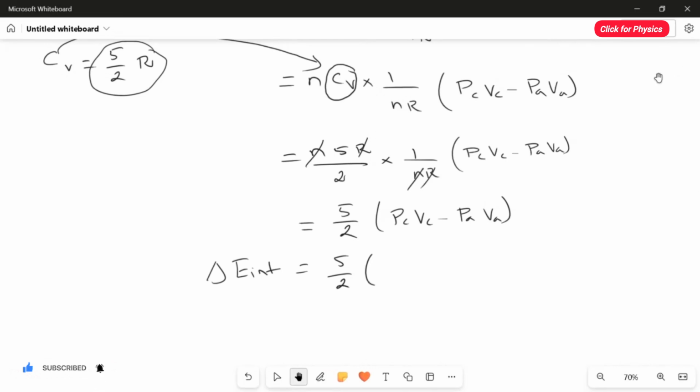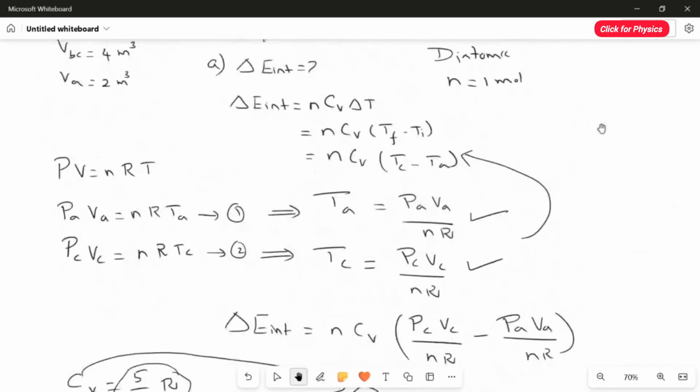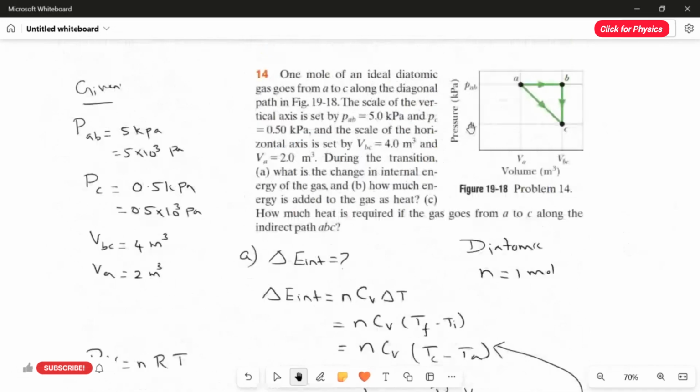Let's go back to the figure. So what's the value of PC and VC? You can see the PC value is equal to 0.5 kilopascal, and then the VC value is given here because B and C have the same value. So the information is already given here. So we already wrote the given here. So from this given, we can take the value here.